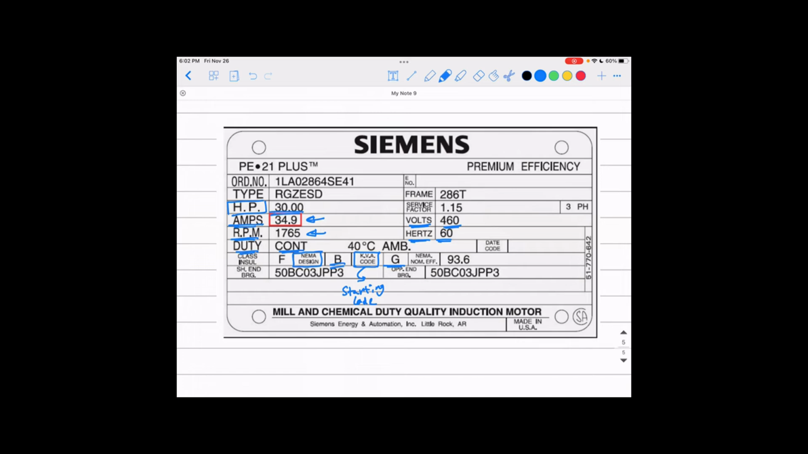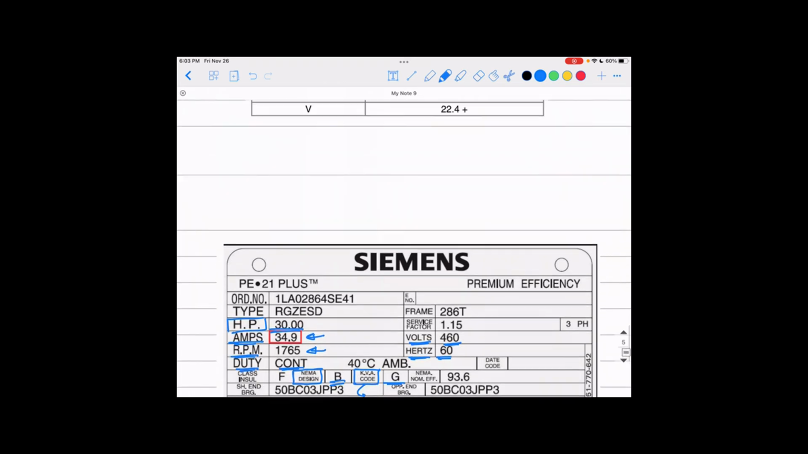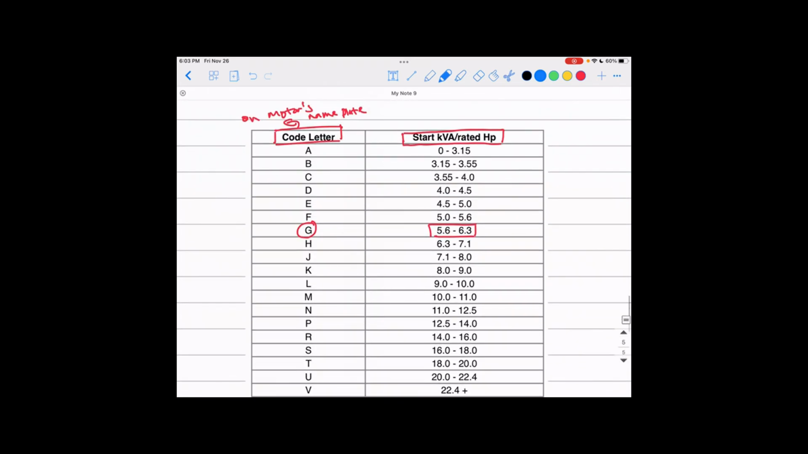So you have it like starting code or kilovolt ampere code. It is the same thing to look at. Okay guys, so that's code G. If you have this particular motor, you know that's code G. So you go back to this table and that's anything between 5.6 to 6.3.